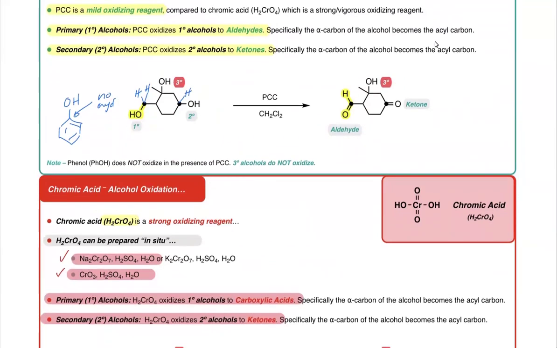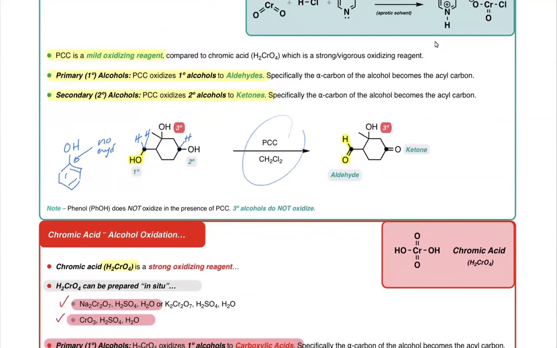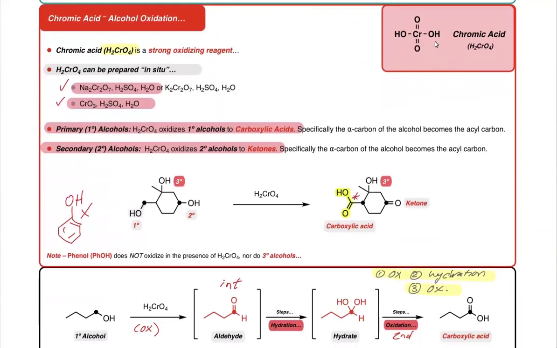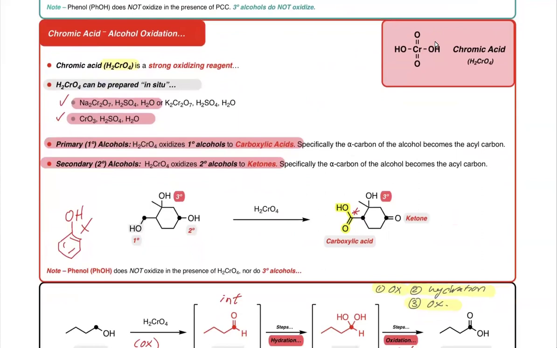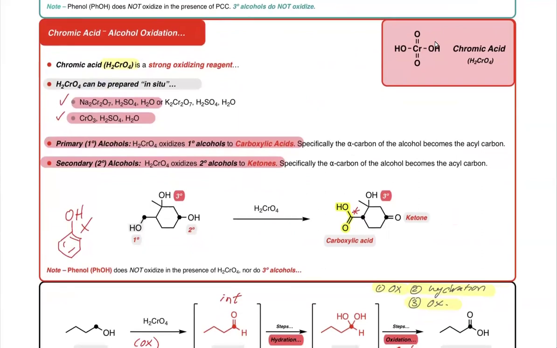Just to recap: PCC is a mild oxidizing agent that would take a primary alcohol and turn it into an aldehyde. Secondaries would oxidize to ketones. With chromic acid, there are a couple of different preparations in terms of how you can see it written, but it would take a primary to a carboxylic acid. That's a more extensive oxidation of the primary alcohol. Secondaries would become ketones, but in each case, mild versus strong, there'll be no oxidation of tertiary alcohols, nor any oxidation of phenolic OH groups.